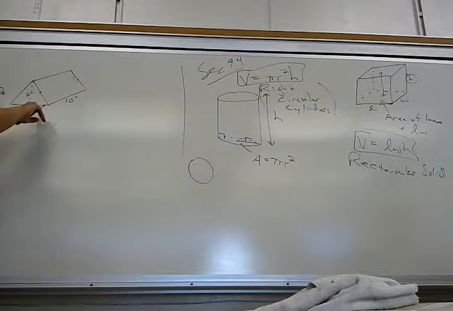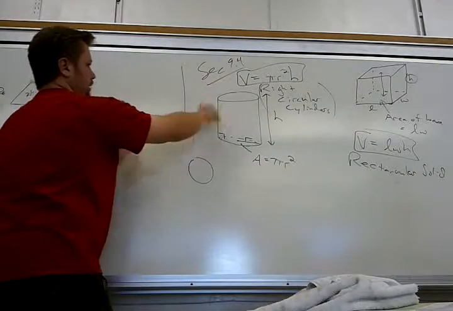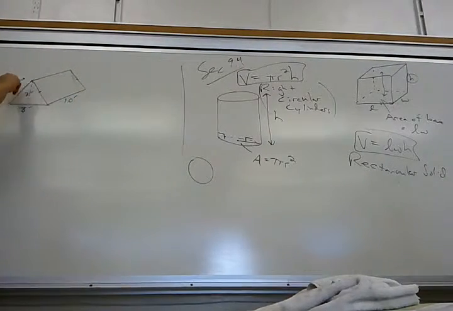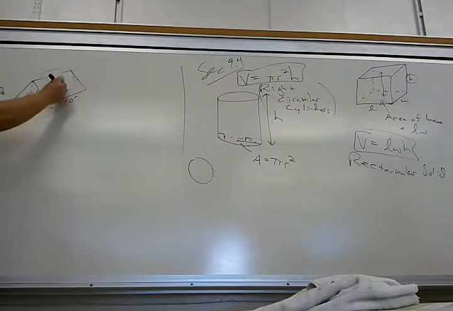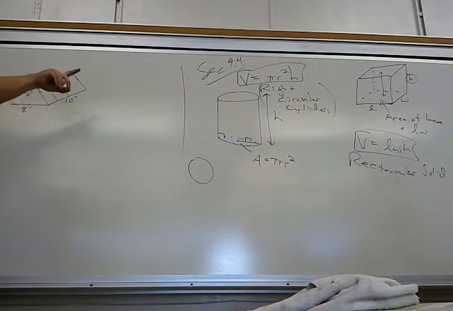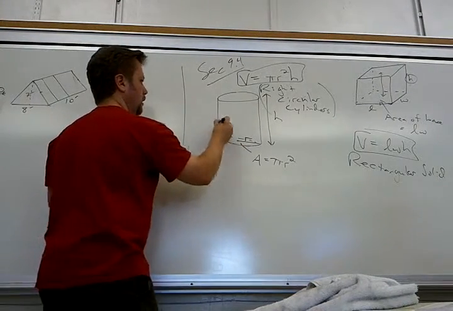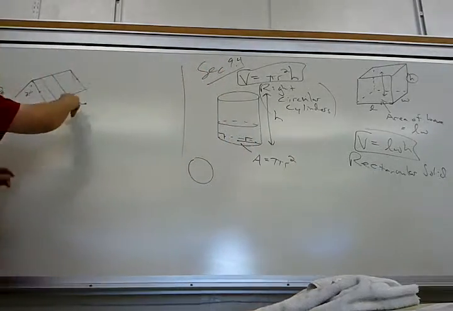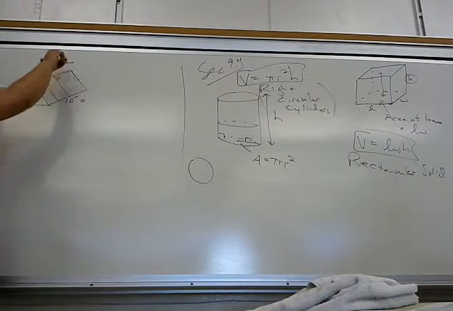So what's the area? Do you guys see how this is just like this? I've just turned it over, right? So this is still the base, isn't it? And notice how the base is the shape that's repeated throughout. Here the base was this circle, because it's repeated throughout. So the height is 10, the height of the whole thing, right?